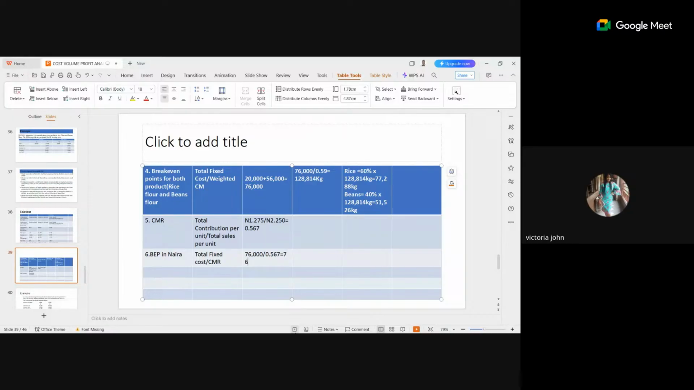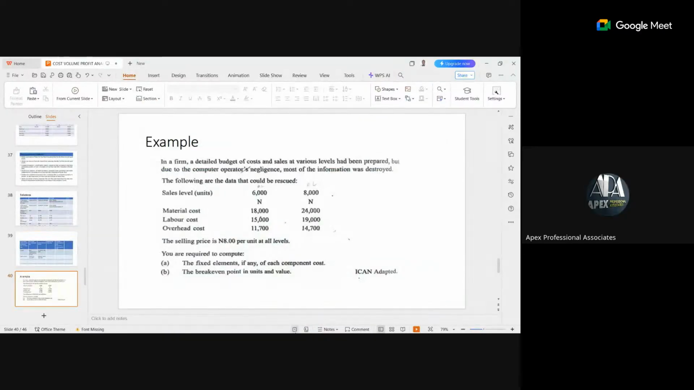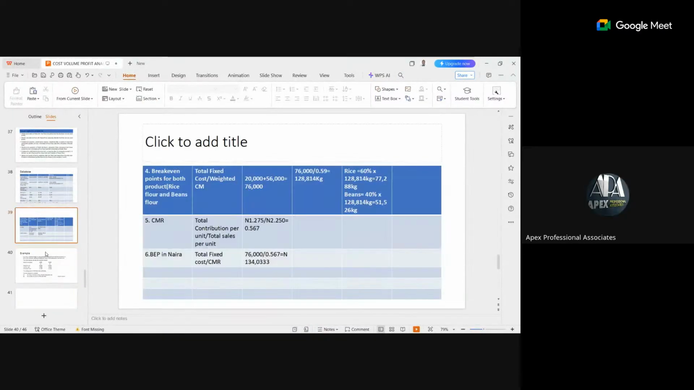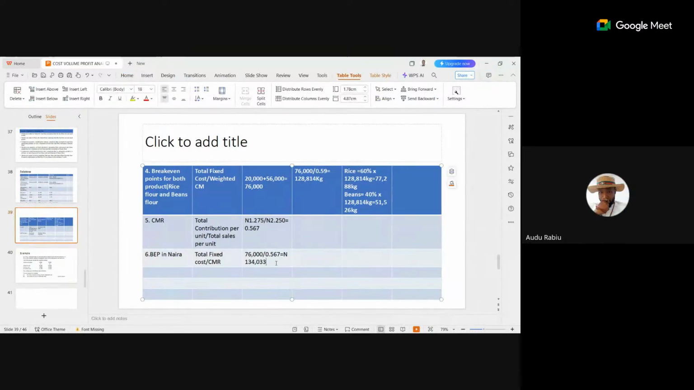76,000 divided by 0.57. The result will be 134,038.8.